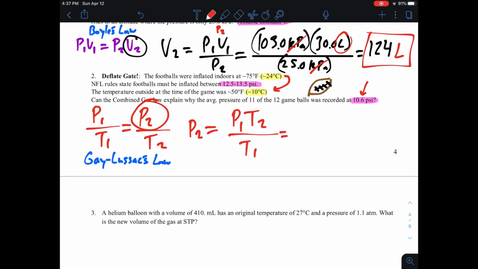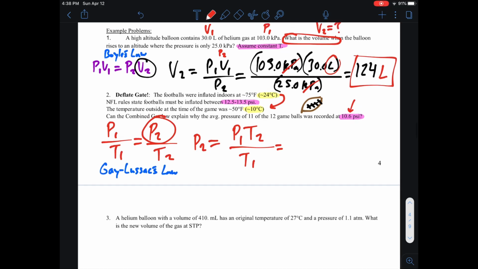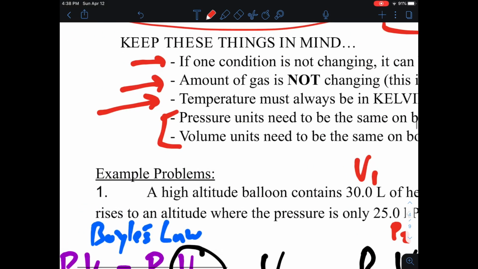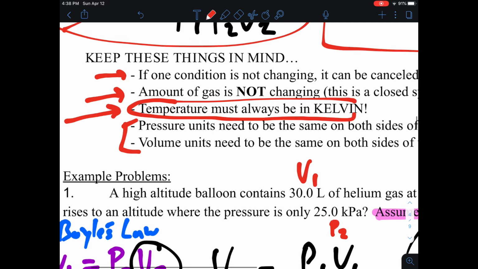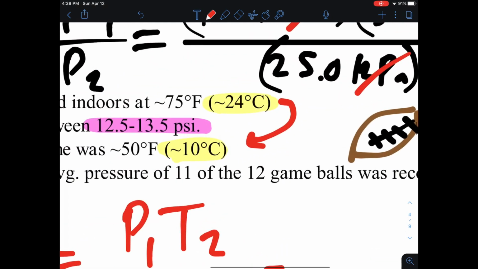Let's plug in our values. Oh, actually, let's do one thing before we plug in those values. Do we need to change any of our units? Yes. Remember that, and this is a big one again, temperature must be in Kelvin. It's got to be. If temperature isn't in Kelvin, the equation's not going to work. So do a quick conversion here. What are each of these in Kelvin?